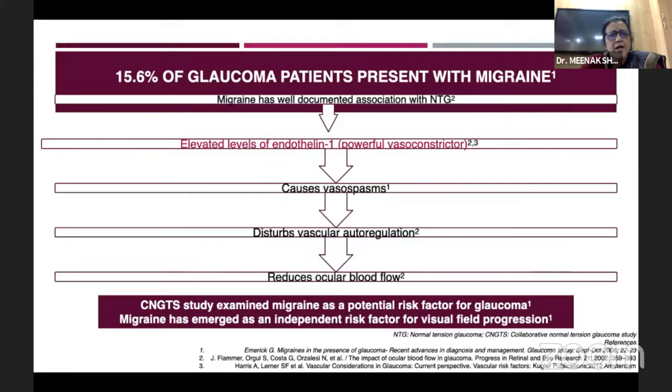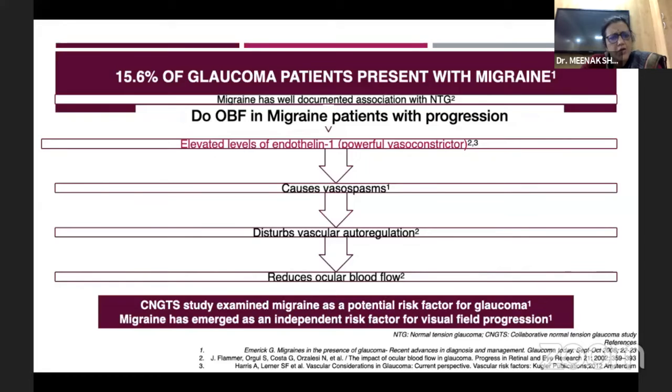Then again, patients who have migraine have elevated levels of endothelin-1, which is a powerful vasoconstrictor, which may be causing vasospasms and disturbed vascular autoregulation. And in these patients also, we should do an ocular blood flow study.